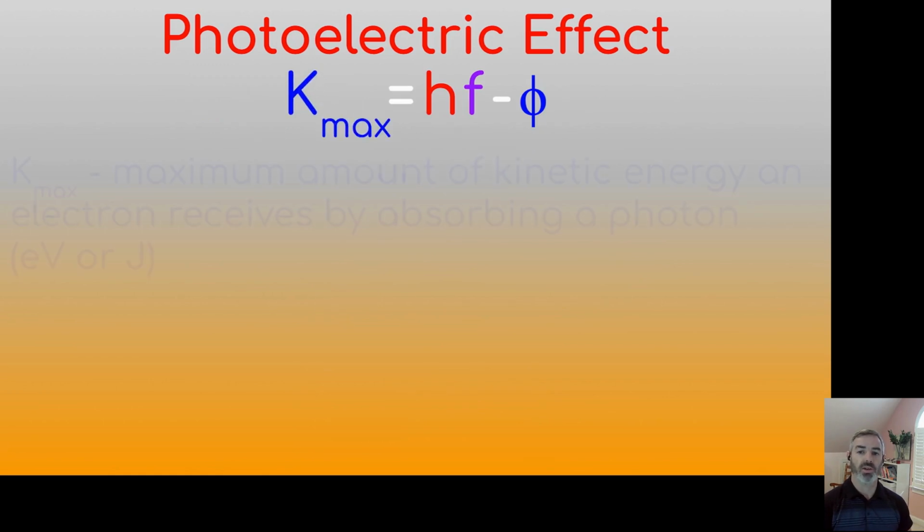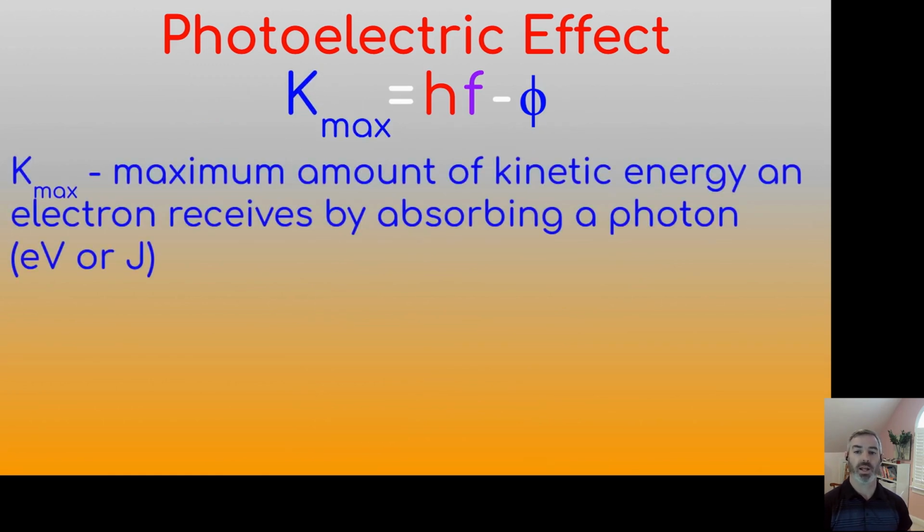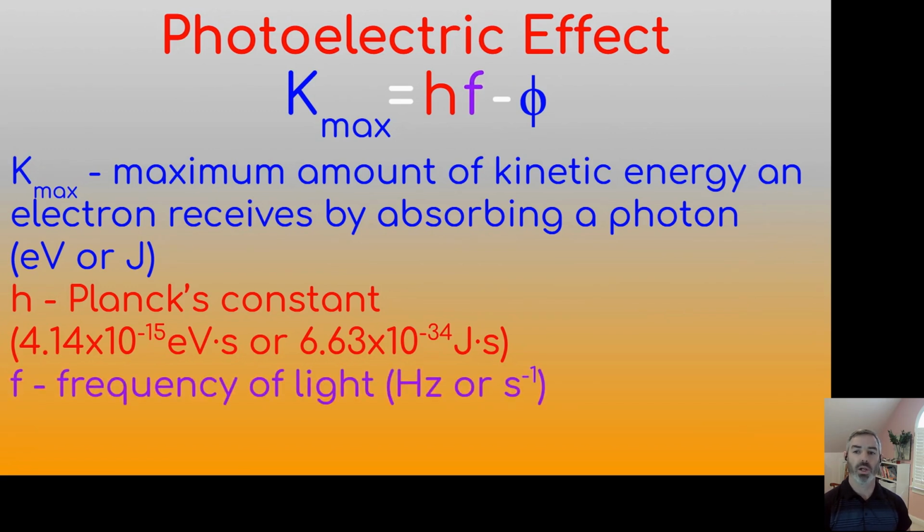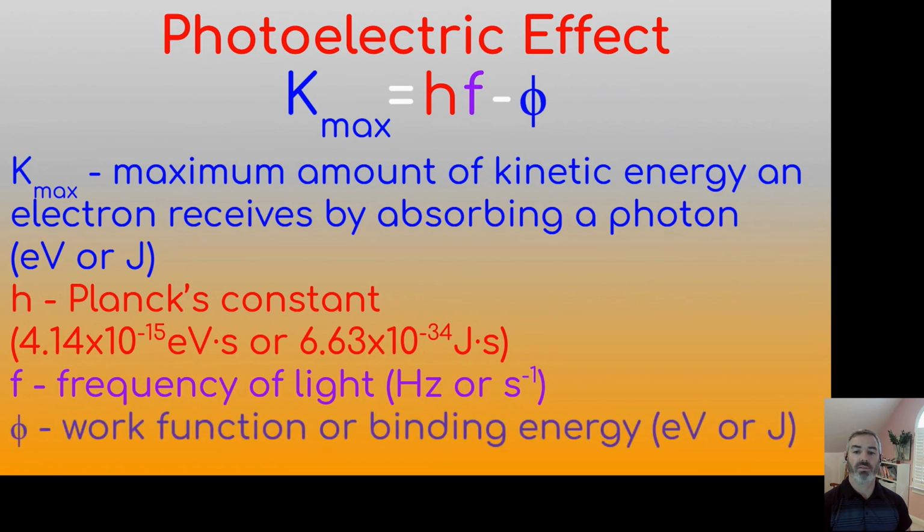So looking at each of those values, Kmax is the maximum amount of kinetic energy an electron receives by absorbing a photon, in electron volts or joules. We'll talk about what happens when it doesn't reach the maximum amount of kinetic energy in the next video. And then our lowercase h we know is Planck's constant, and there's the two values of Planck's constant in electron volt seconds or joule seconds. f is just the frequency of light in hertz or inverse seconds. And the Greek letter phi is the work function or binding energy, or the amount of energy required to produce a photoelectron in either electron volts or joules.